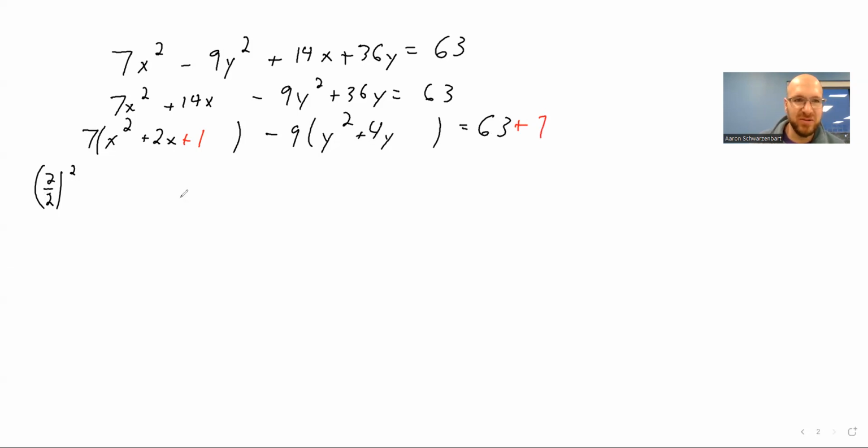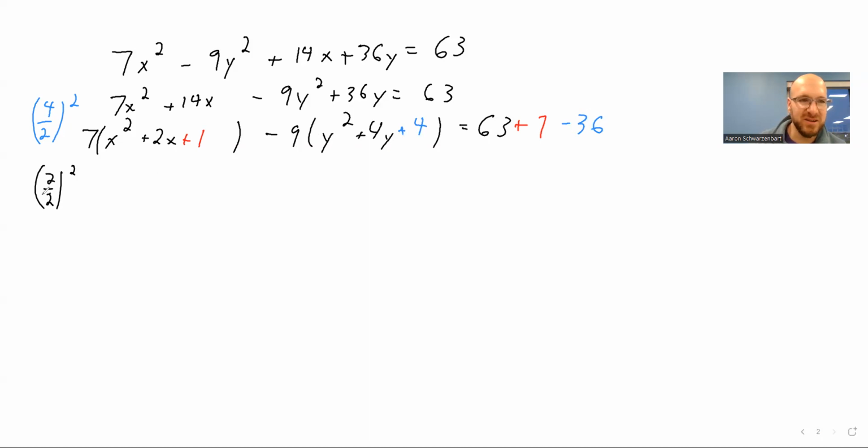Over here, I do 4 over 2 squared, or 4 over 2, and then I square that. That's 2, squared is 4. And I take that 4, and before I add it to the other side, I multiply it by -9. That's -36.